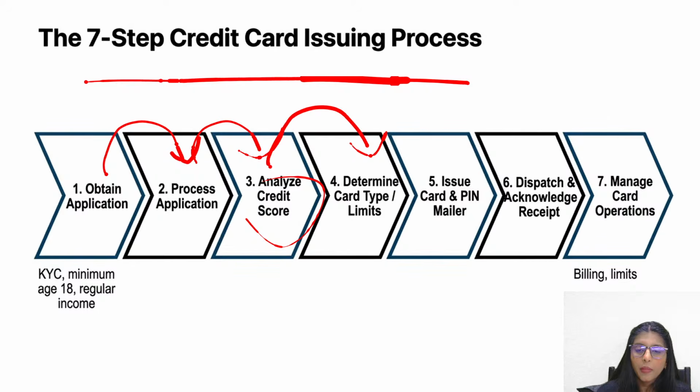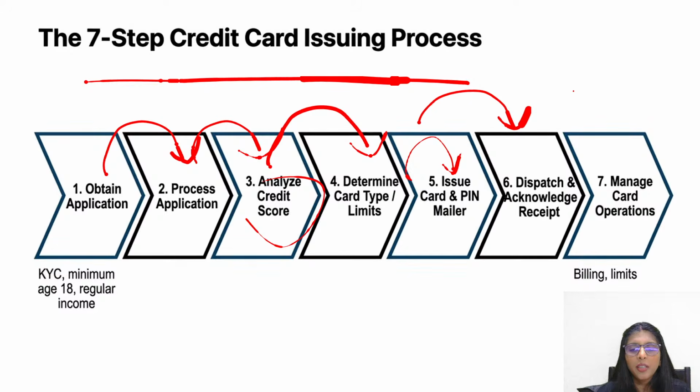Issue the card and PIN mailer. Card personalizing and printing. Basically, print the card, embed the chip, and generate the PIN and customer details. Then dispatch and acknowledgement receipt. The card is securely dispatched to the customer's registered address through courier or post. The PIN may be sent separately, or it can be sent digitally.